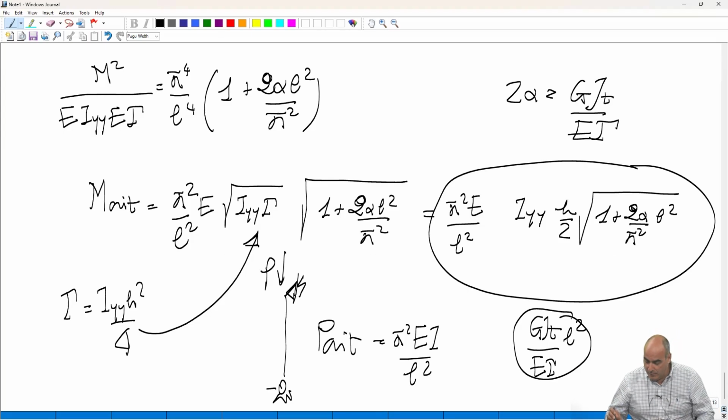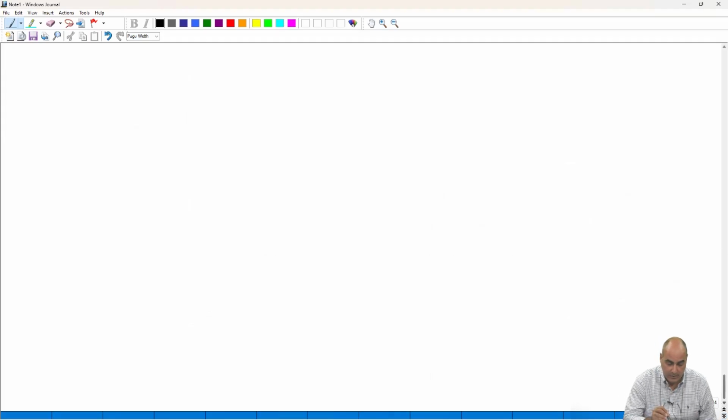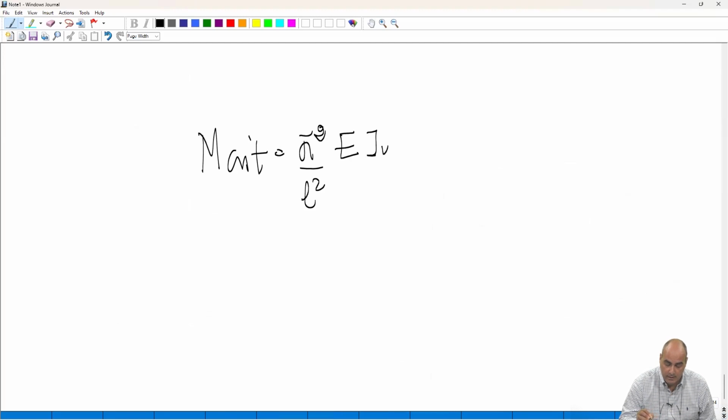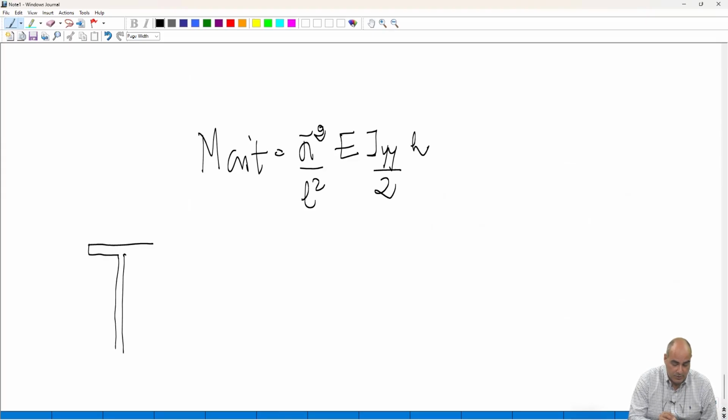So we can say that, and then we close it more or less, then M critical is equal to pi square over L square E J yy h over 2. Imagine this cross section here.